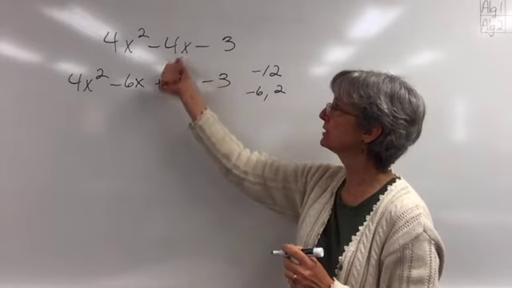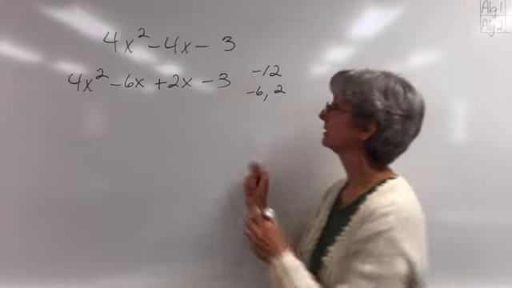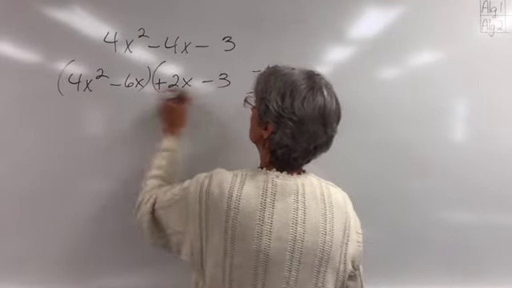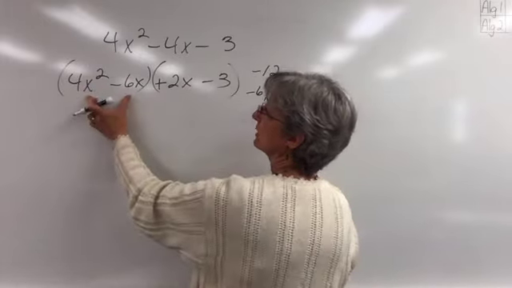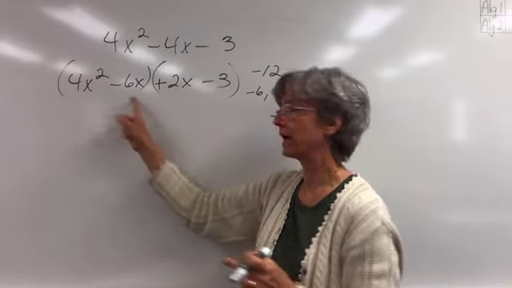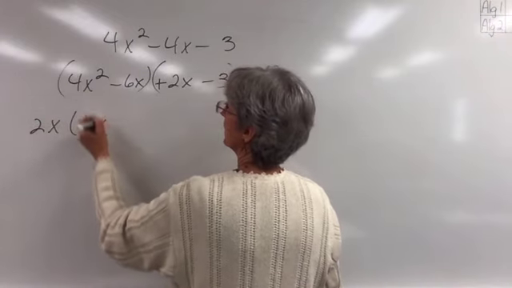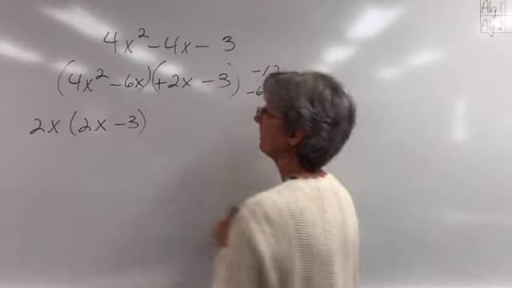Do you see how I've split this into two? That's how I determined what they would be. Now I group and find the greatest common factor. The greatest common factor between these two is 2x. So I pull out the 2x and I'm left with 2x minus 3.